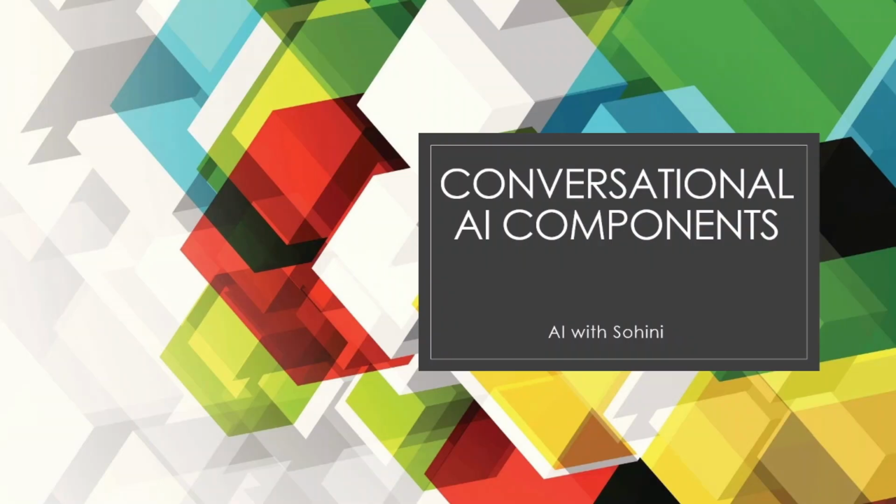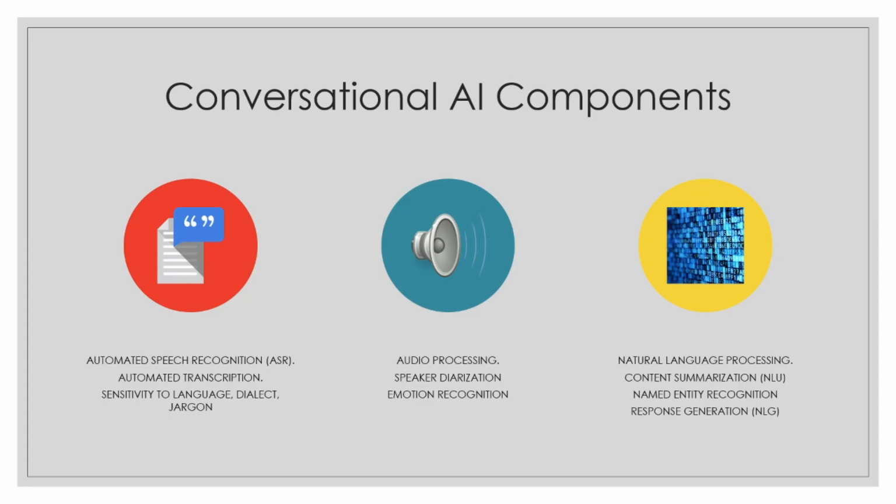Now that we understand some of the use cases for conversational AI, let's look into the components of conversational AI with specific examples from Nvidia's Jarvis. So conversational AI, as we have seen, has three major components. First off, we start with automated speech recognition, or ASR, which has a typical example such as this.